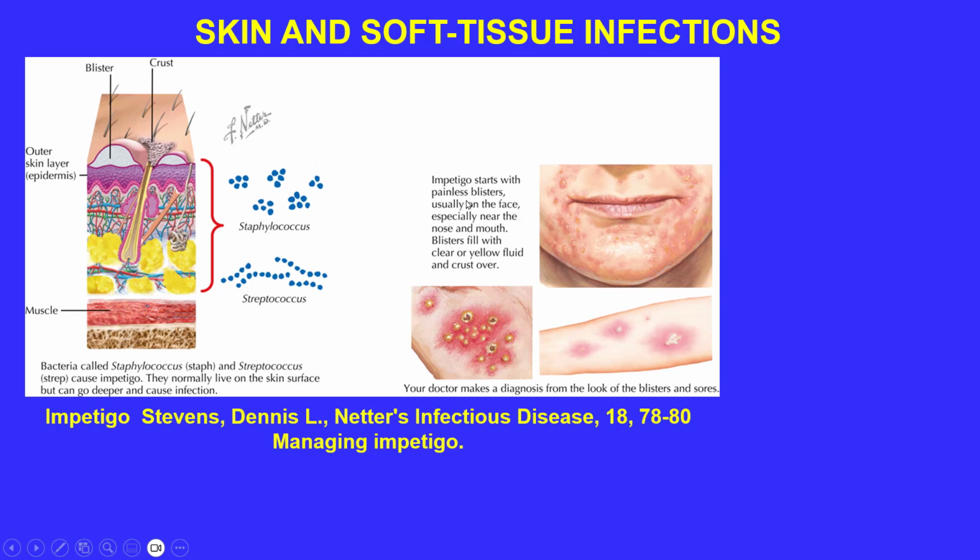Impetigo starts with painless blisters, usually on the face, especially near the nose and mouth. Now, blisters fill with that clear or yellow fluid and will crust over, if you can see here. Your doctor makes a diagnosis from the look of the blisters or sores. You can see a lot of them right around the mouth of this individual.